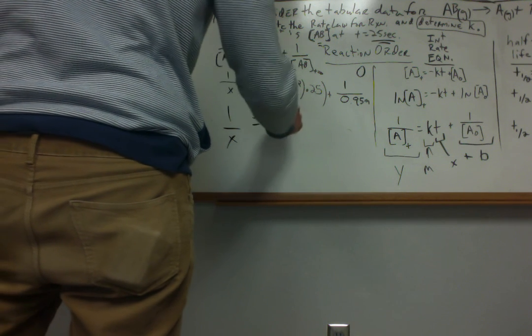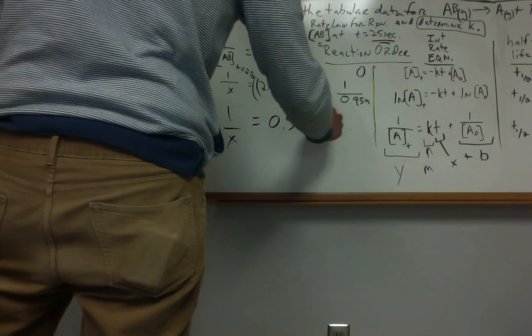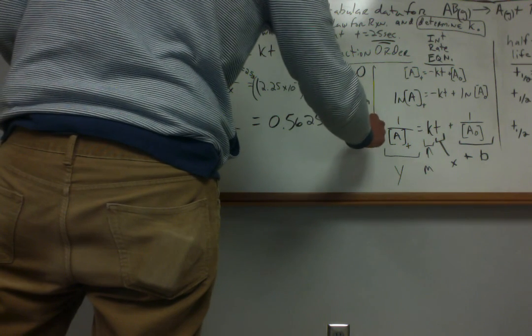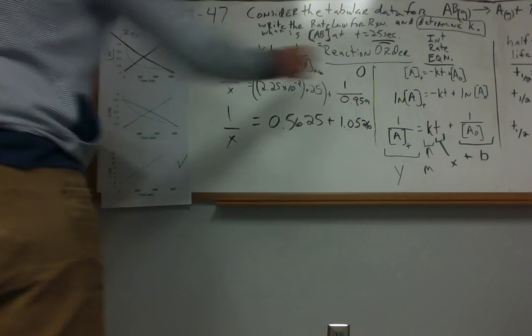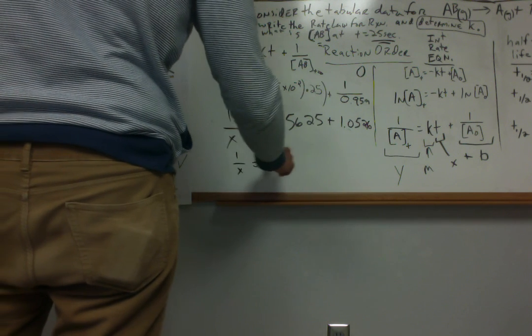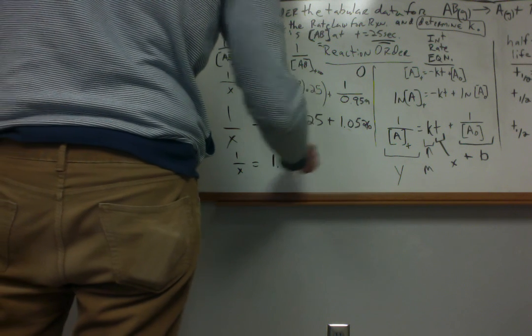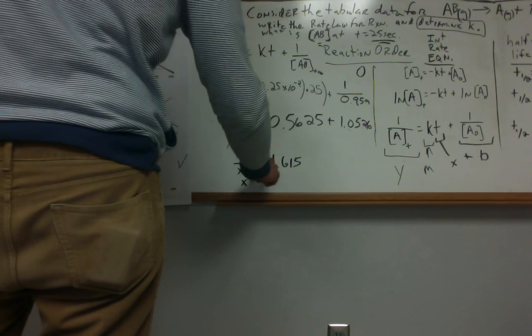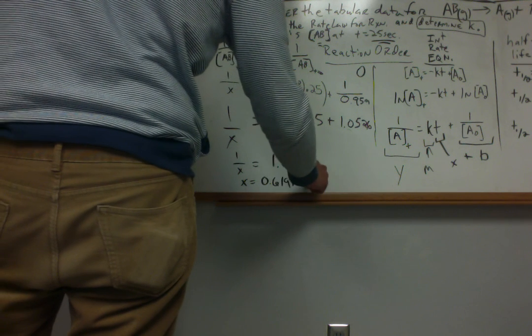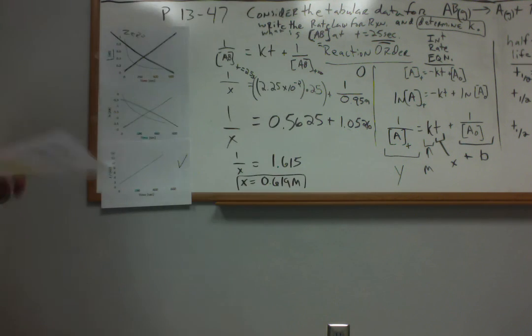If I do that, I multiply this out and I get 0.5625. And I'm going to add that to 1.0526, which is the result if I do the division right there, okay? So then 1 over x is equal to 1.615. Solving for x yields 0.619 moles per liter. So my expected concentration at 25 seconds, following the second order process for the decomposition of AB, will be about 0.619 moles per liter.